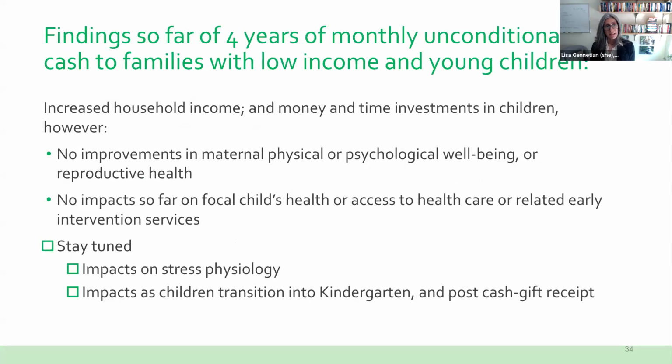Next slide. So findings so far of this particular study is 4 years of monthly unconditional cash to families with low income and young children. We're finding the following. I did not present today, but we are finding that there is some increased household income. And we do find some increases in money and time investments, specifically in children, things like books and toys and reading time. But we are not finding so far improvements in maternal physical or psychological well-being or reproductive health. And so far, we're not finding impacts on focal child's health or access to healthcare or related early intervention services.